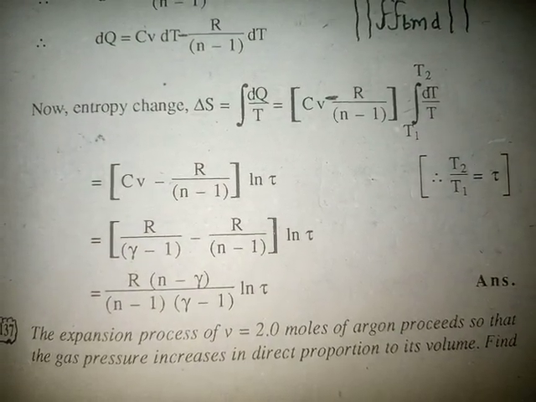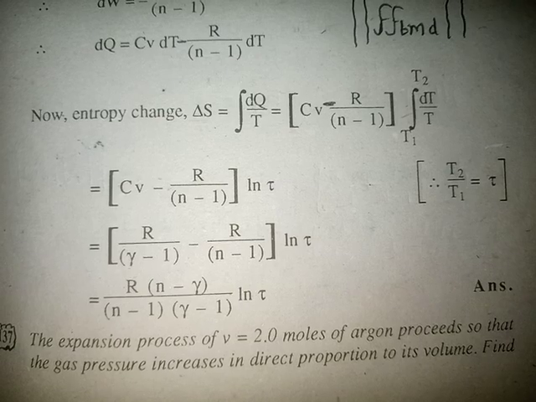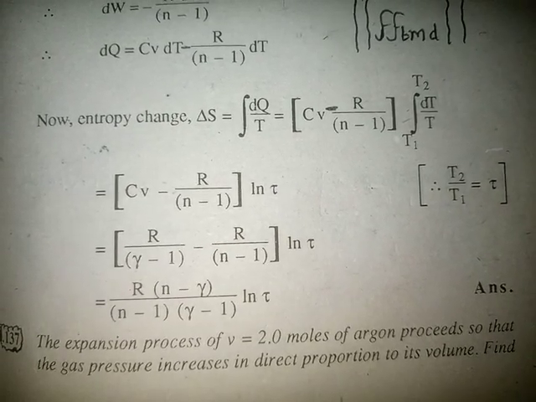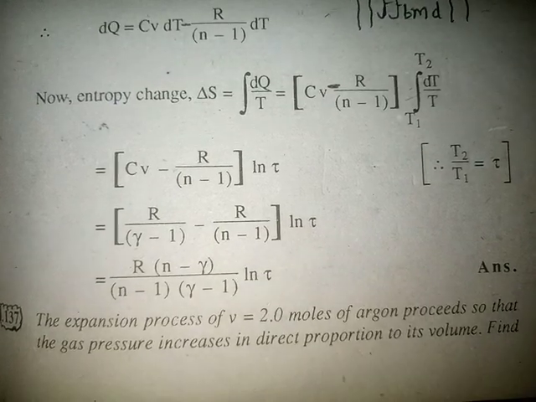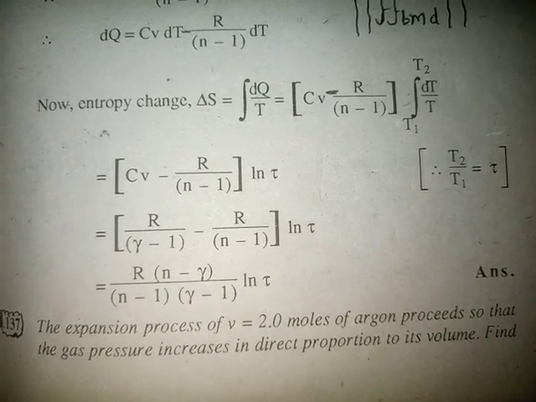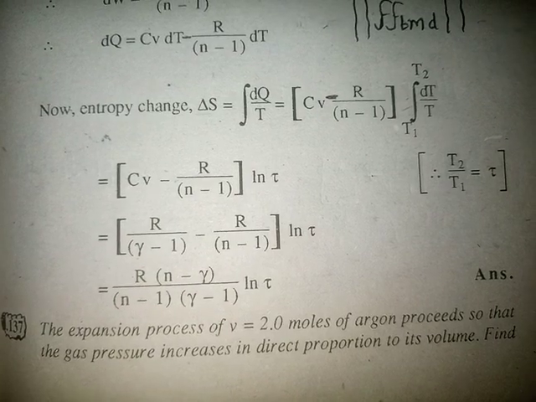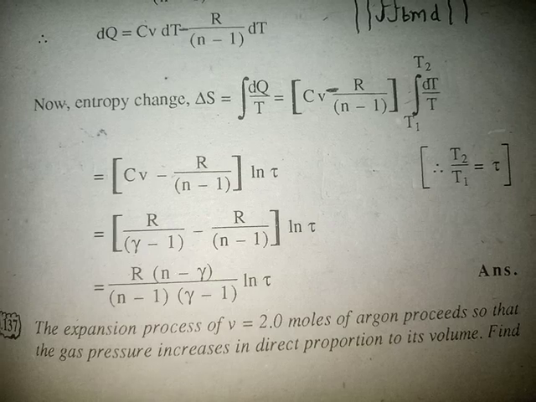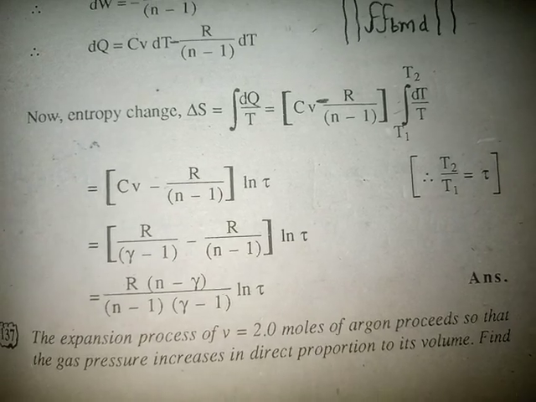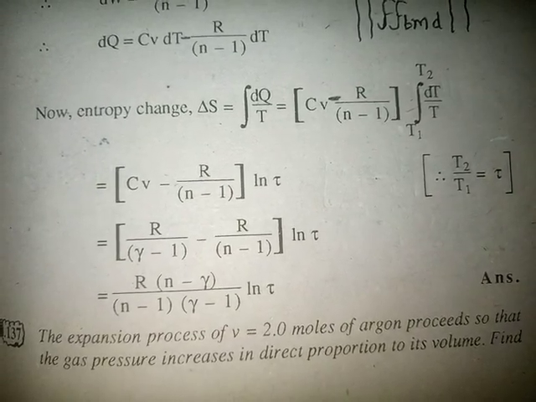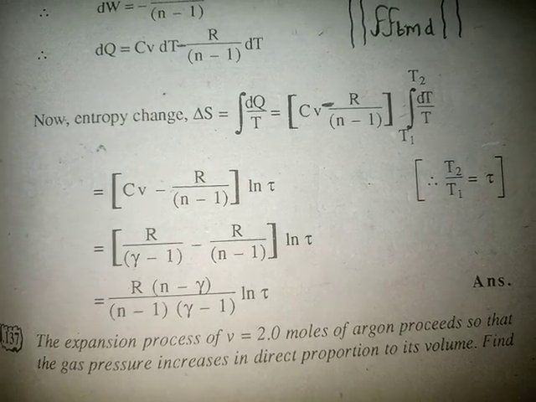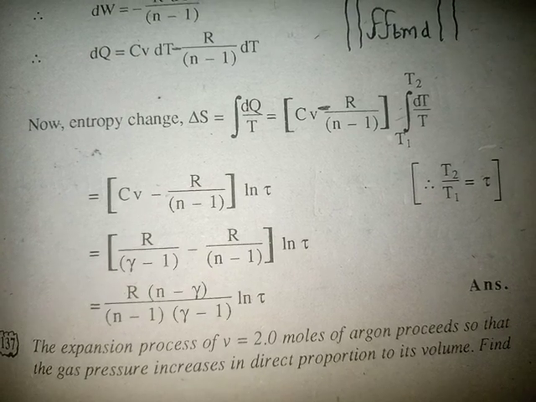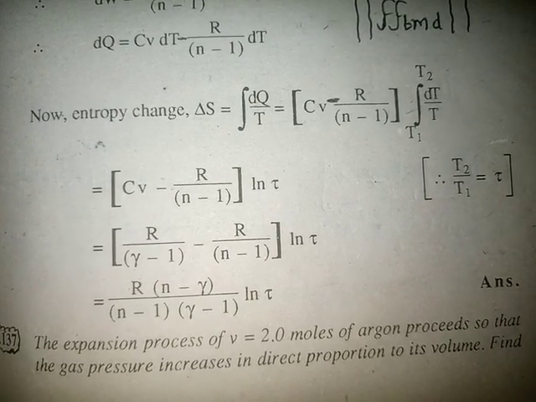Now entropy change equals Cv minus R by n minus 1 into ln tau, which equals R by gamma minus 1 minus R by n minus 1 into ln tau, or equals R into n minus gamma by n minus 1 into gamma minus 1 into ln tau. Answer.